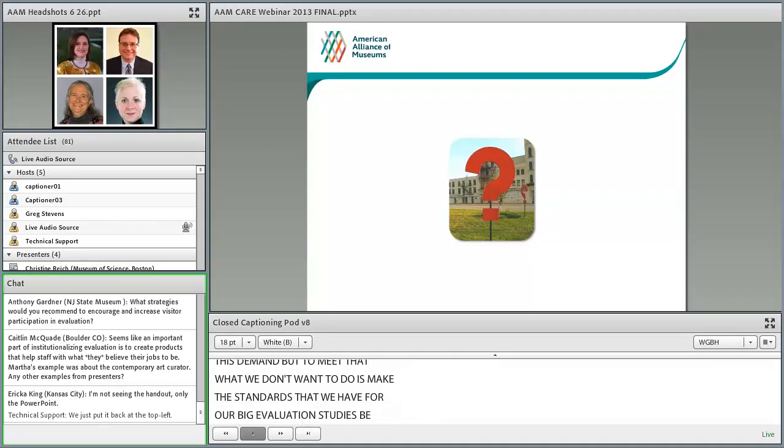And this idea of everyone becoming kind of a mini evaluator is part of the way that we're trying to meet this demand. But to meet that, what we don't want to do is make the standards that we have for our big evaluation studies be the same for the volunteers, the interpretation cart. So for the scaled back version that they're able to do, it makes it easy to embed in their work.